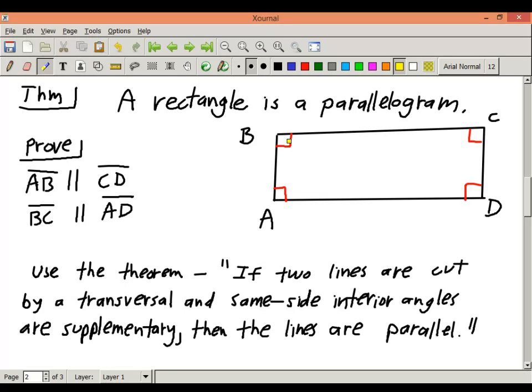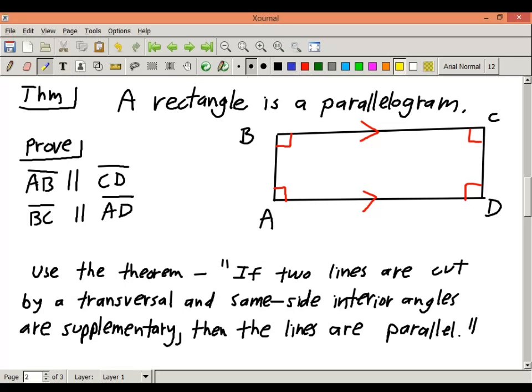So if you think of, here's your two lines, top and bottom, and they're cut by this transversal, which is the left side. So if two lines are cut by a transversal and same side interior angles are supplementary, then the lines are parallel. So you can see angles A and B are the same side interior angles, and they are supplementary since they add up to 180. They're both 90. That makes the top and bottom parallel. So I'm going to go ahead and mark that off here. Top and bottom are parallel.